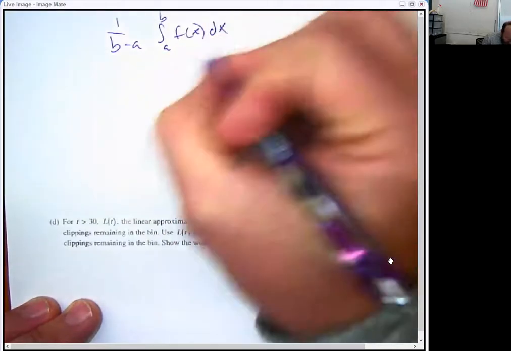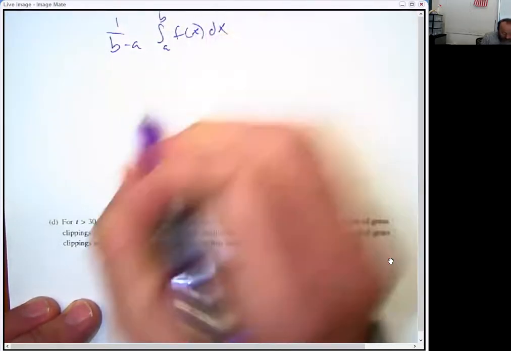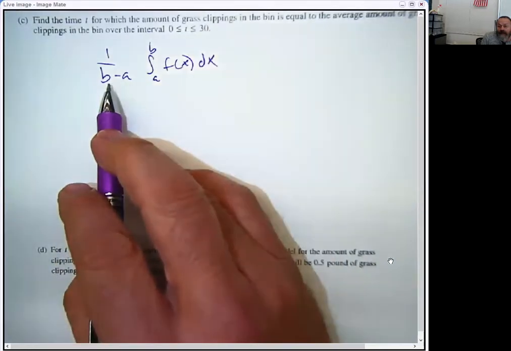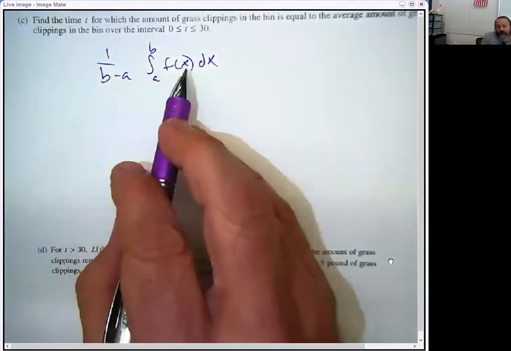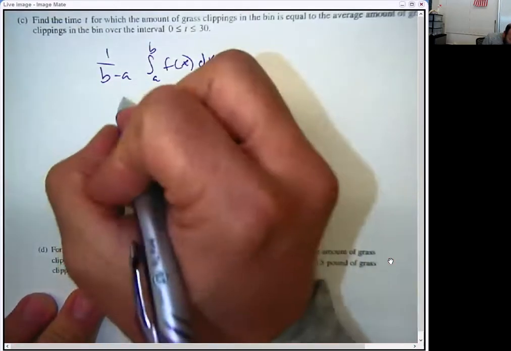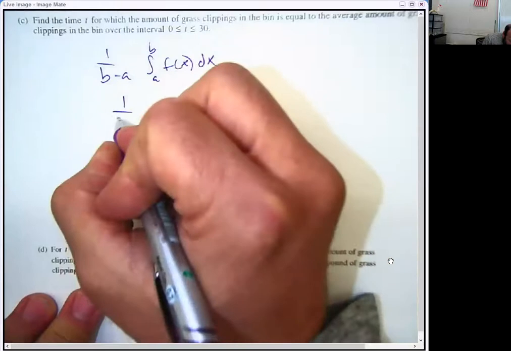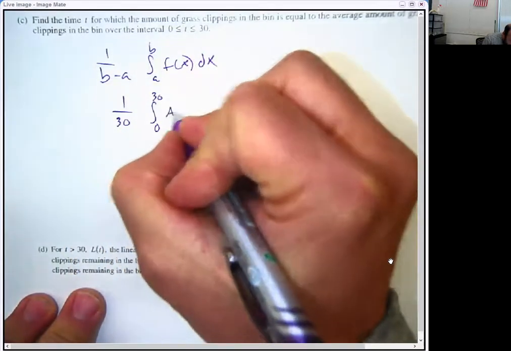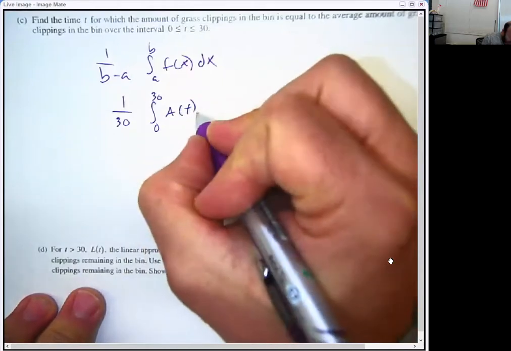Now remember, this was the area, this was the base. So if you took the area divided by the base, you would get the height of a normal rectangle. And so in this case, that would be our average value. So I'm going to do 1 over b minus a, which is 1 over 30, integral from 0 to 30 of a of t dt.